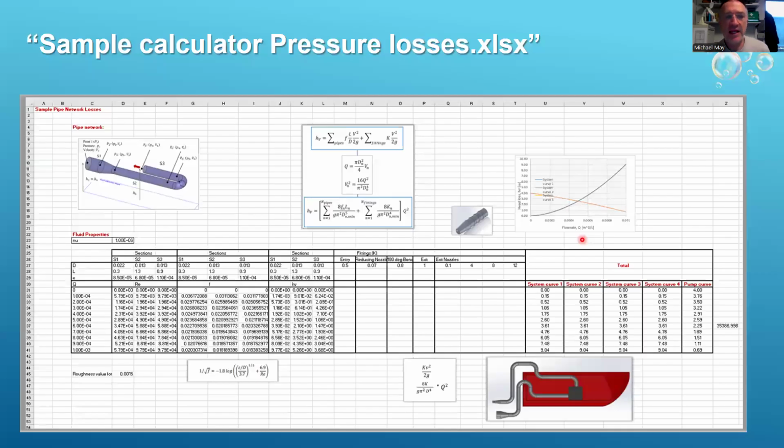So there's a lot of calculations to be done, and over a range of flow rates, to produce that pipe characteristic curve. Thankfully, we have this spreadsheet here that will help us to do that. And what I'm going to do is open that spreadsheet up and explain how it's used.